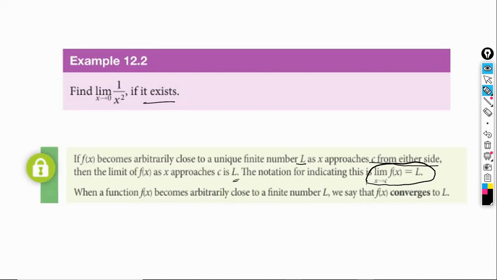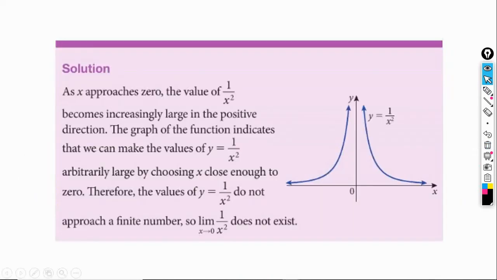So when a function f of x becomes arbitrarily close to a finite number L, we say that f of x converges to L. So let's now go to the solution of example 12.2. And let's take a look at the graph. If we study the graph, we can see that as x approaches 0 from the left, the graph of f of x tends to infinity. And the same thing as x approaches 0 from the right, it also tends to infinity.